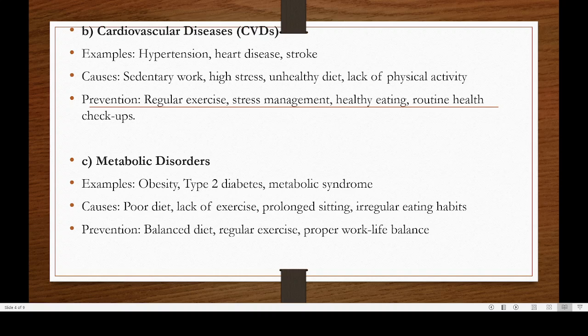Then metabolic disorders can also happen as an occupational problem, like obesity, diabetes and metabolic syndrome. All these are actually taking place because of poor diet, then lack of exercise. So exercise is an important thing. Eat enough, and there should be enough exercise. Then there should be enough happiness in your life. These are very important things.